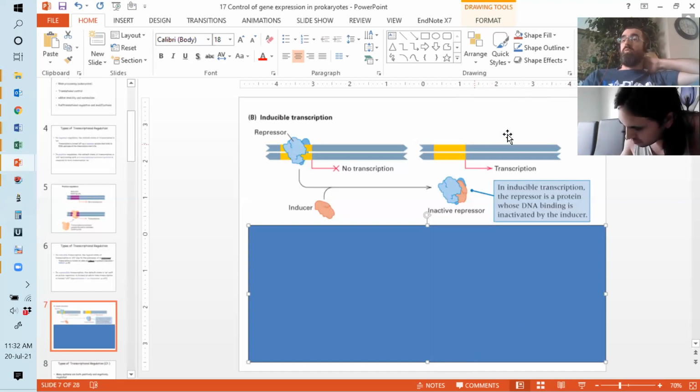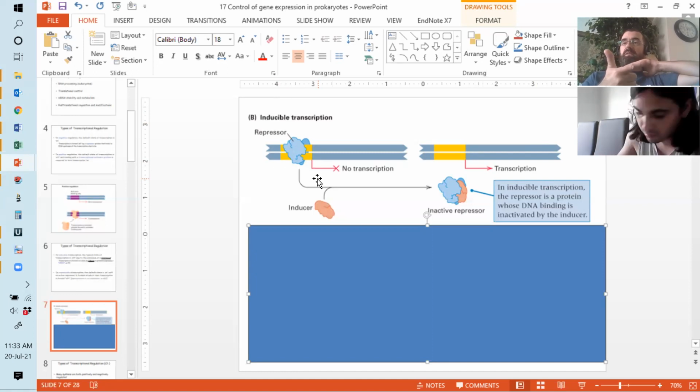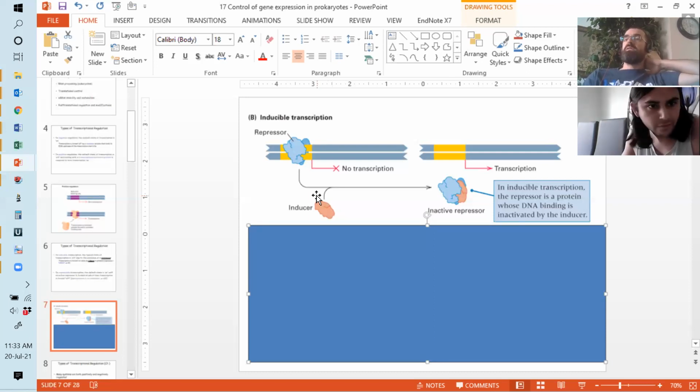So again, in the absence of any other factors, no proteins, nothing, just RNA polymerase, even though that's a protein obviously, you'll get transcription. However, normally a repressor is present and stops transcription. So DNA plus repressor equals no transcription. DNA plus repressor, plus inducer equals transcription, because that repressor is now induced to leave.